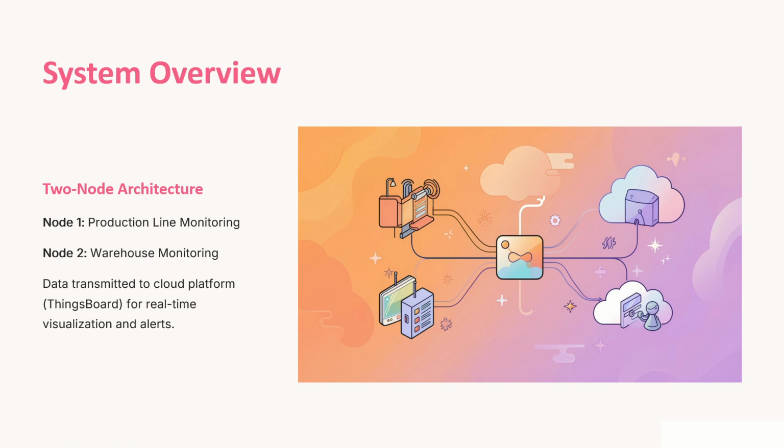Both nodes process the data using an Arduino microcontroller. Then the data is transmitted to the cloud using an internet-based network and MQTT protocol. The cloud platform used here is ThingsBoard, which stores the data and displays it on dashboards. Users can view this data in real time and also send commands back to the system. So this architecture allows distributed monitoring with centralized control.